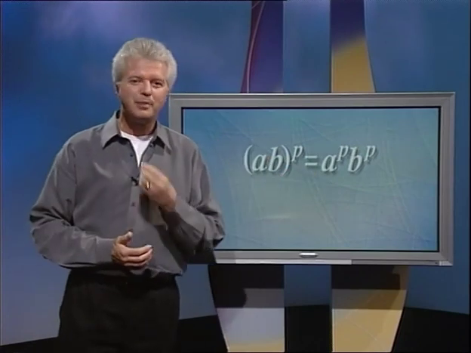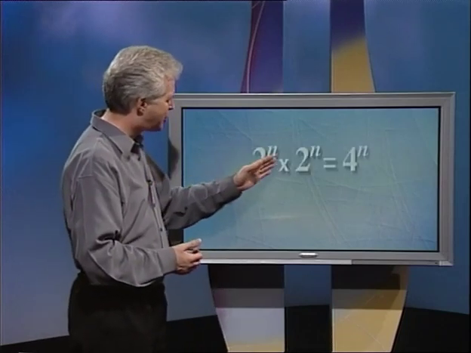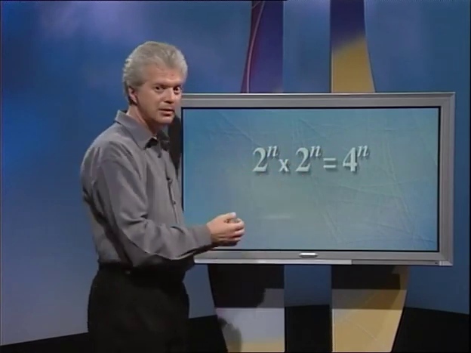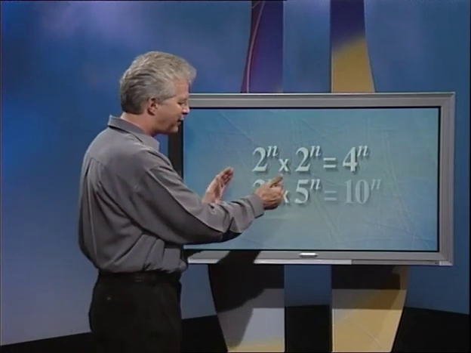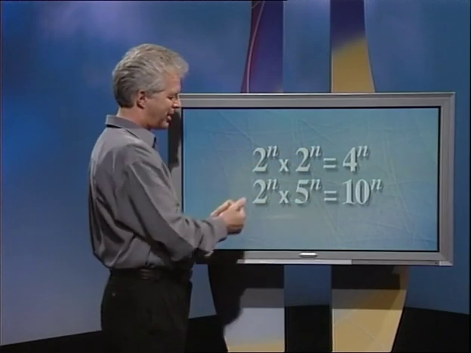This can be clarified by using some numbers. Say we have 2 to the n times 2 to the n, then that will be 2 times 2, 4 to the n. Or another example, say we have 2 to the n times 5 to the n, that would be 2 times 5, 10, all to the power n. Simple as that. Thanks, Alan.